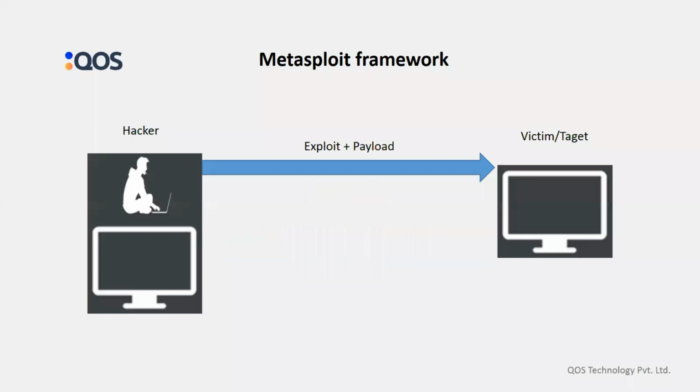includes choosing and configuring the exploit. Exploit is nothing but the code that enters a target system by taking advantage of one of its bugs. And choosing and configuring the payload is the next step. The payload is nothing but the code that will be executed on the target system upon successful entry.